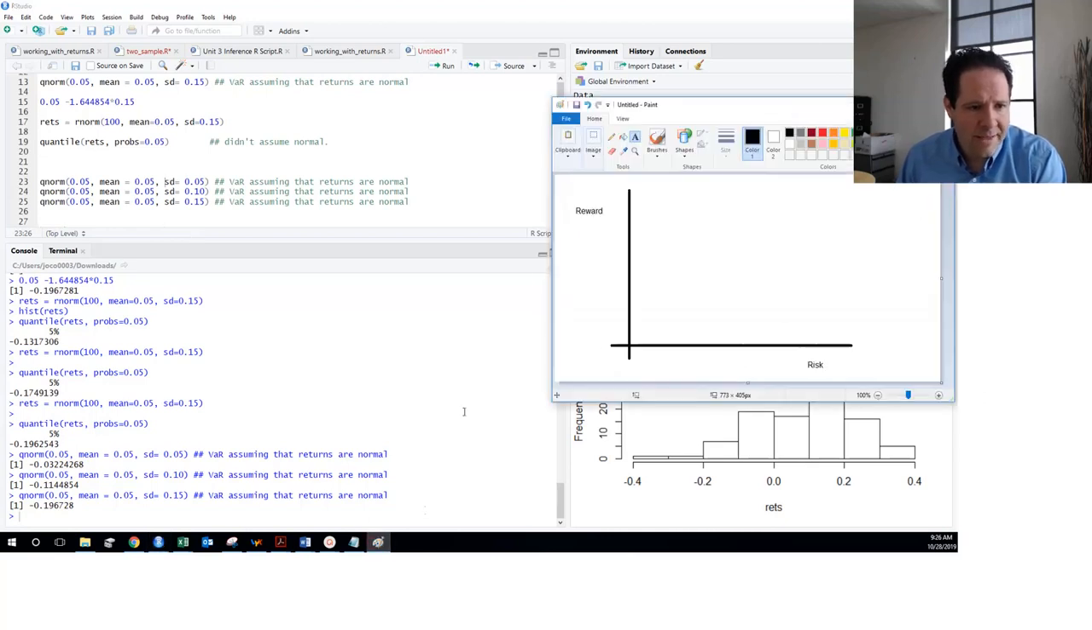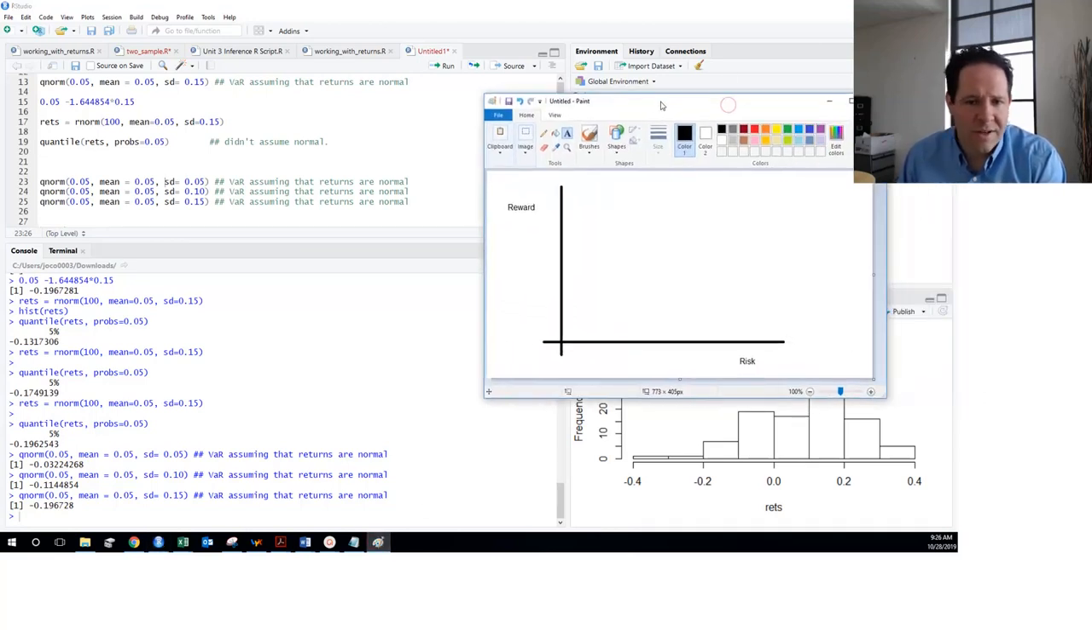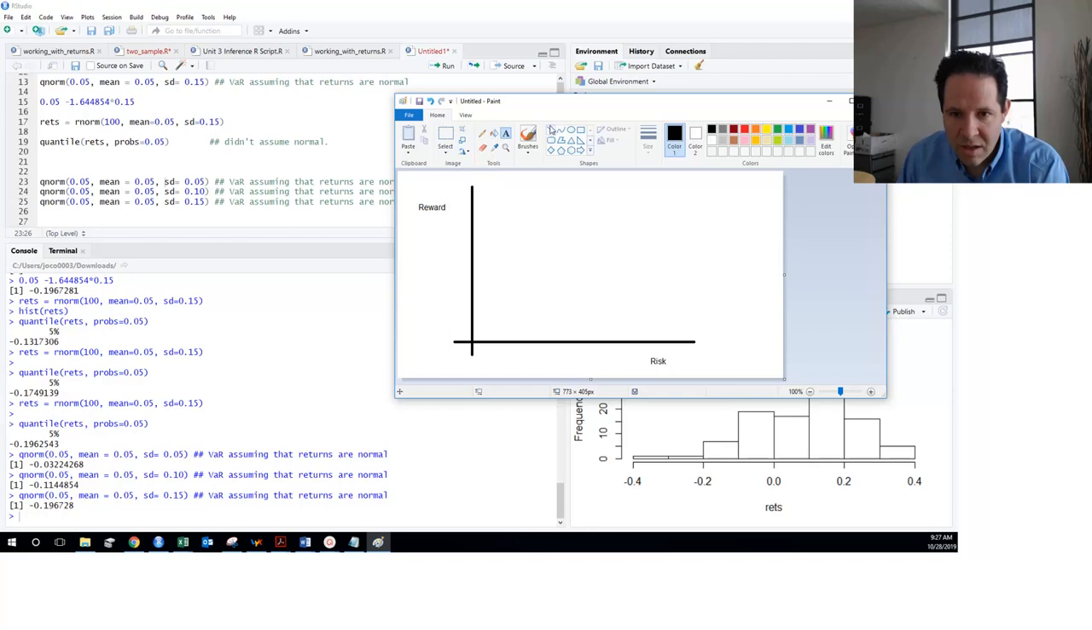Right. The other nice thing is we could illustrate different cases. Think about the mean of the returns as the reward and the standard deviation as the amount of risk. So we could imagine picking out different cases. Here, I'm using MS Paint, which is a very fancy product for doing exactly what we'd like to do here.